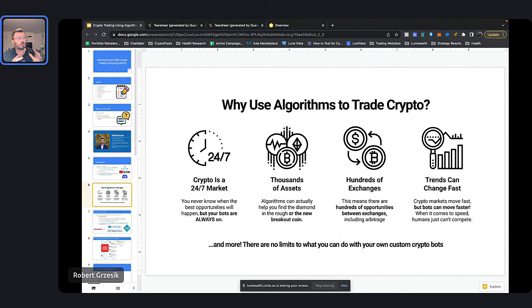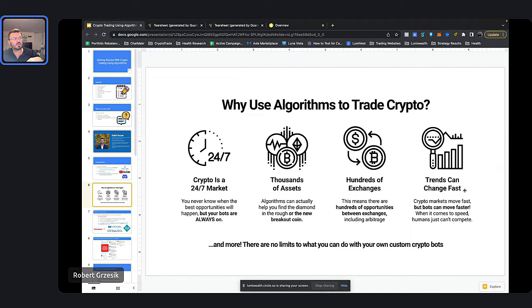But with a lot of these smaller coins, there are still quite a few arbitrage opportunities you can take advantage of. It's going to be very difficult to do as a human, but as a bot you could do that, because it's split-second types of transactions that you need to do. And lastly, there are quite a few more reasons beyond this.